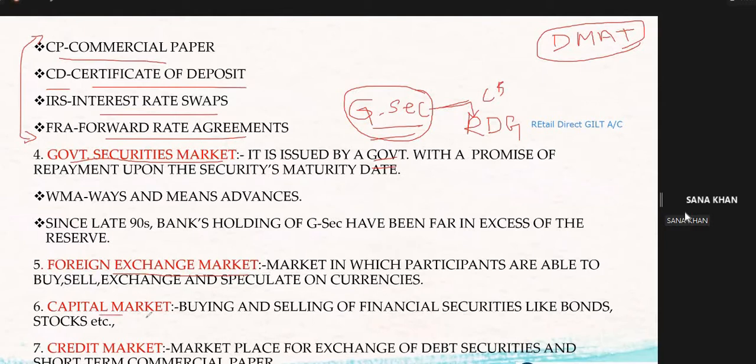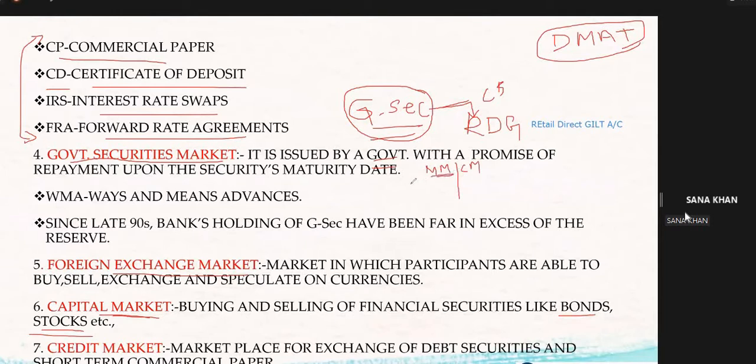Then the capital market. In the money market we have the short-term securities dealing, like liquidity. But capital market has the dealings with bonds and stocks. This is also called the secondary market, where you are not dealing with the financial securities for the very first time, but with the secondary securities. I'll give you the difference between the money market and the capital market.